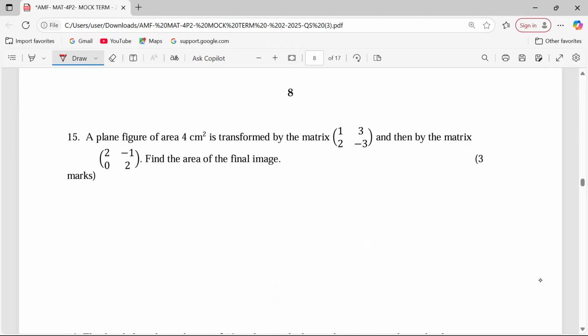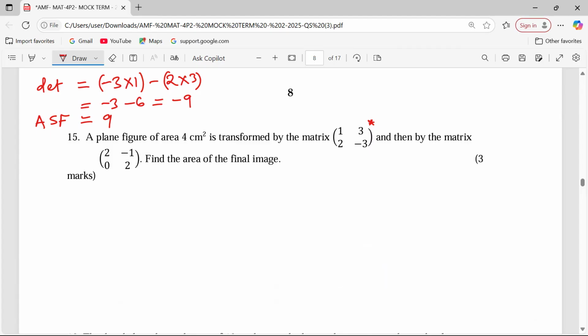From the matrix provided here, we can get the area of the first image by finding the determinant from the first transformation. The determinant shall be 1 times -3 minus 2 times 3, giving us -3 minus 6, which is -9. So the area scale factor from the first matrix shall be the absolute value of the determinant, which is 9.